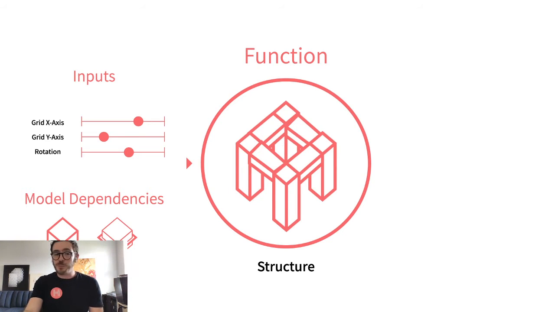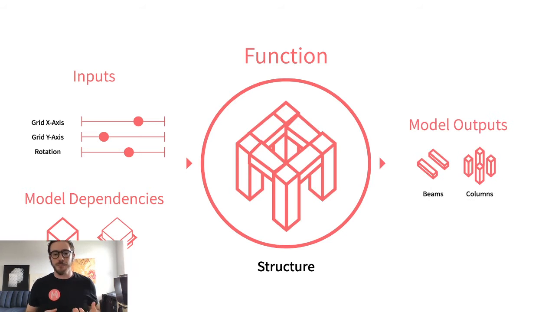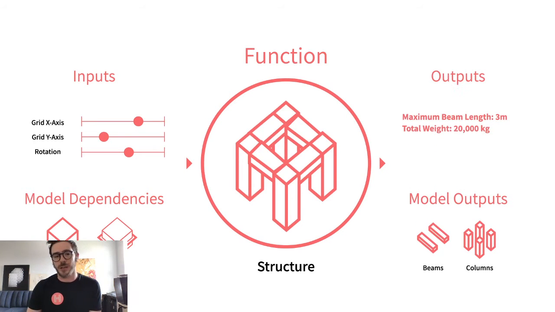A function is responsible for producing more entities or elements in the model. So a function outputs elements like beams and columns, let's say, and it can also produce numerical outputs or data outputs. So maybe you want some performance measure out of your function. You want to know the maximum beam length or the total weight of the structure or whatever that can come directly out of a function.